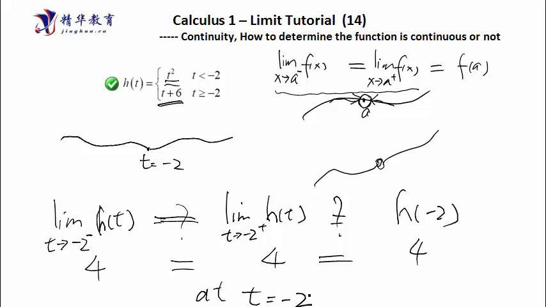The three things being equal only proves the function is continuous at that point. For elsewhere, you need to test again. But in this question, we have already tested: before negative 2 it is continuous because it's a quadratic function, and after negative 2 it is continuous because it's a linear function. Once we have done these things, we have proved this function is continuous everywhere.